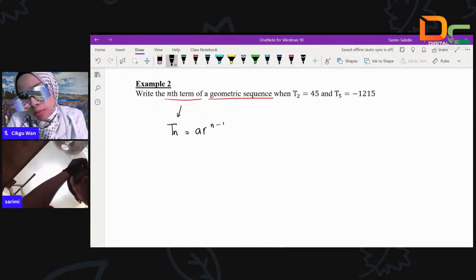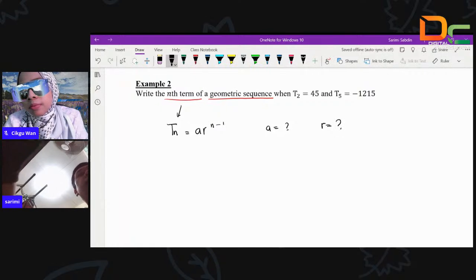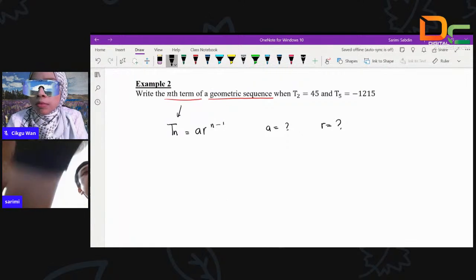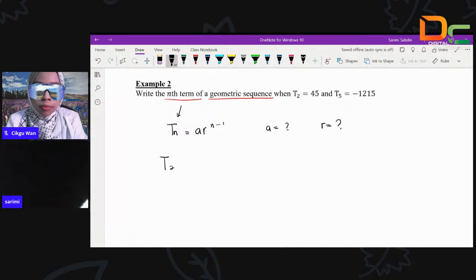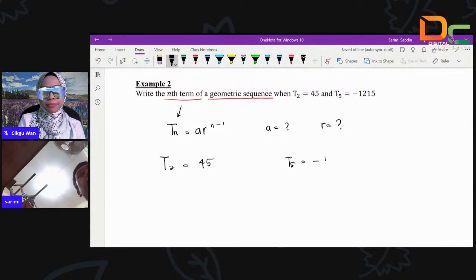To find Tn, like the previous question, we need to find a and we need to find r. But in this question, what information do we have? We only have the information about the second term, which is 45, and T5, which is negative 1215.